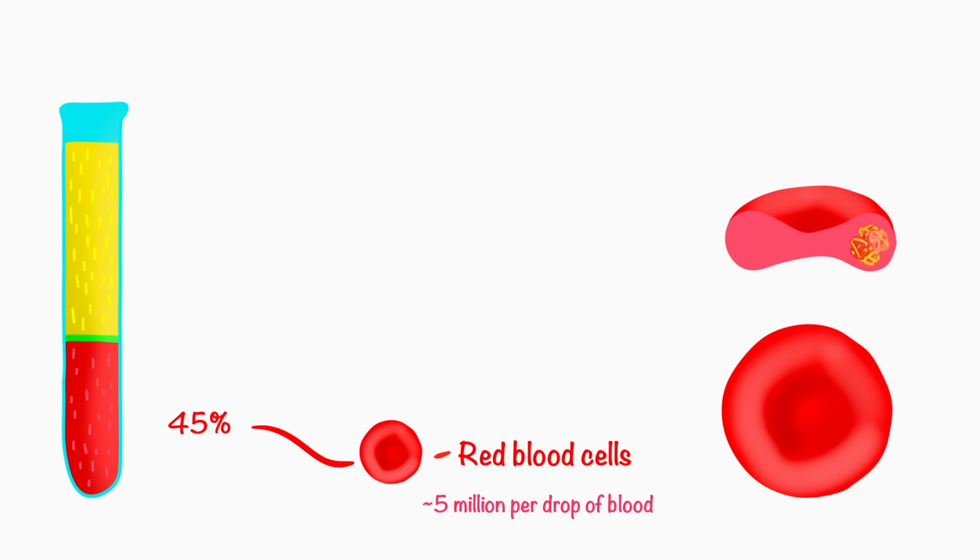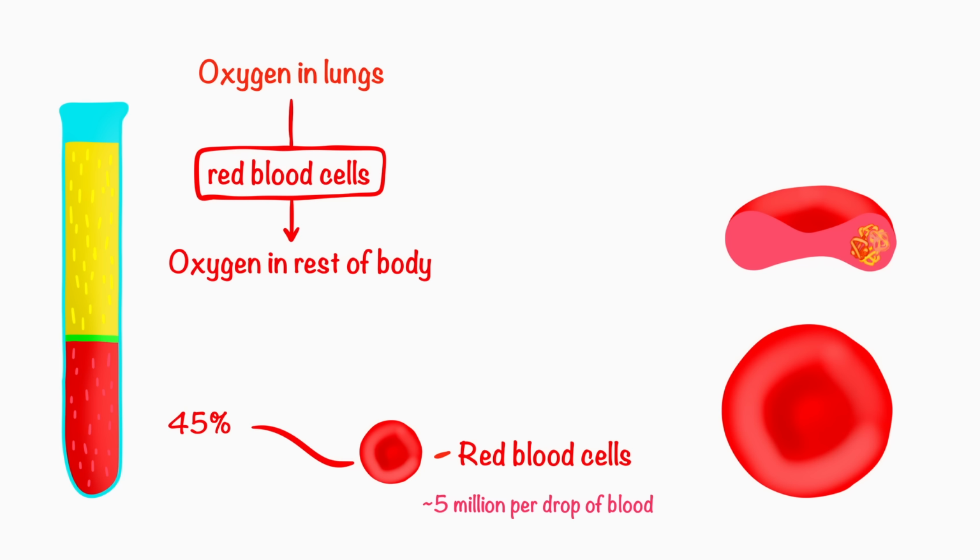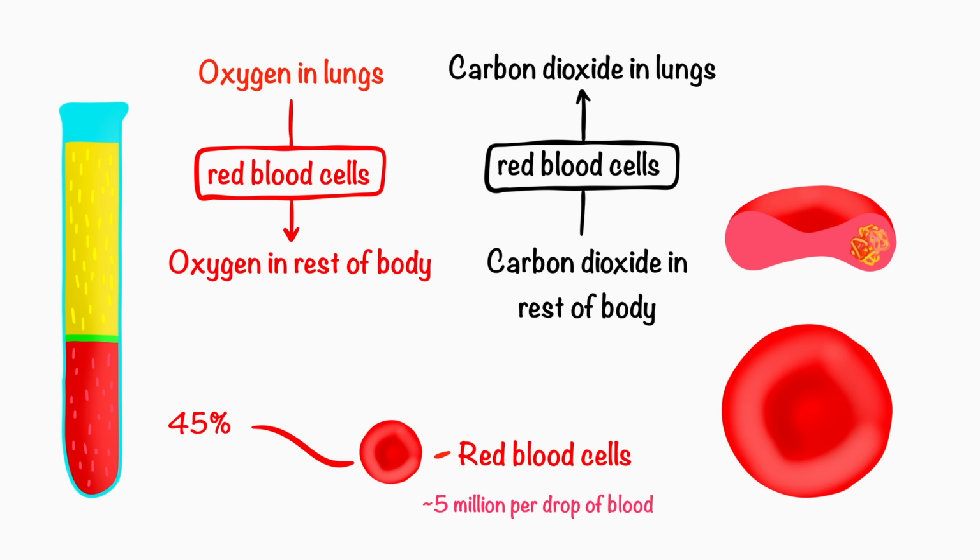Let's start with red blood cells. These are the most numerous cells in your blood and give blood its red color. The primary function of red blood cells is to transport oxygen from your lungs to all the cells in your body. They also help carry some carbon dioxide back to the lungs. Red blood cells have several adaptations that make them perfect for this job.